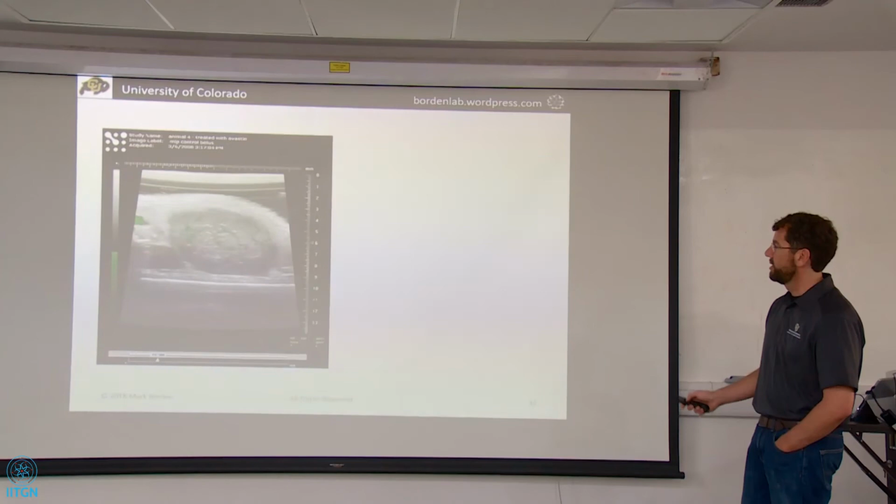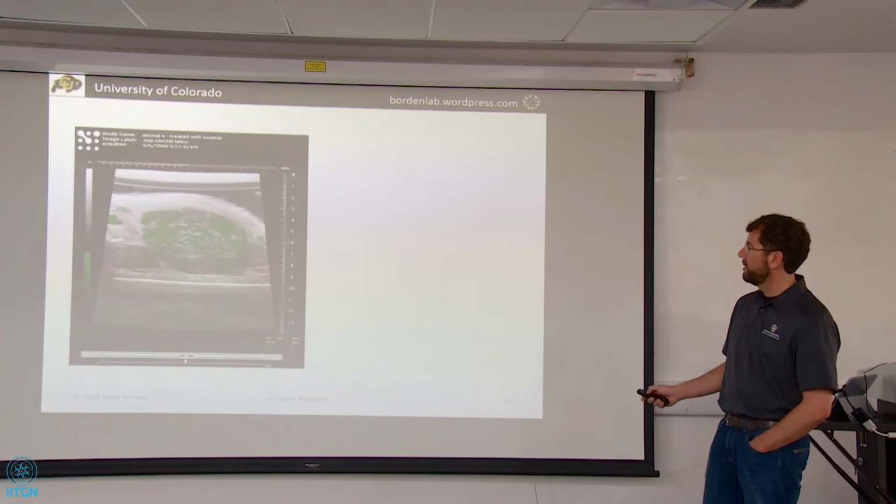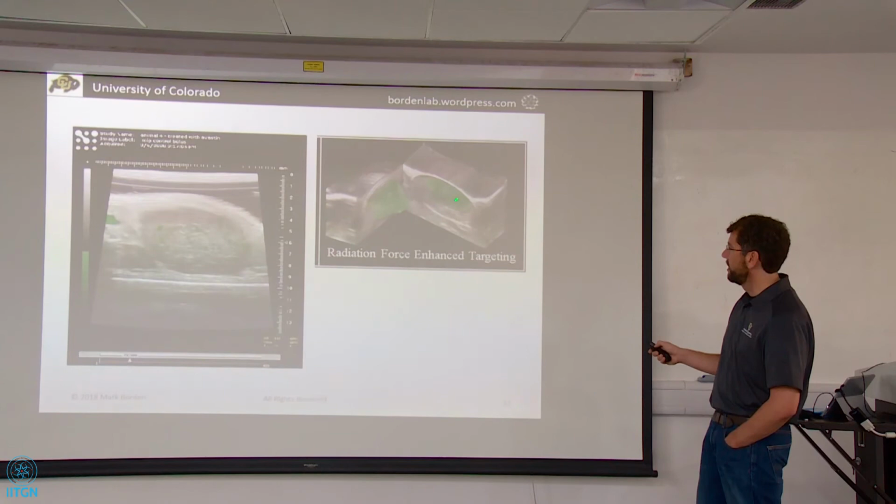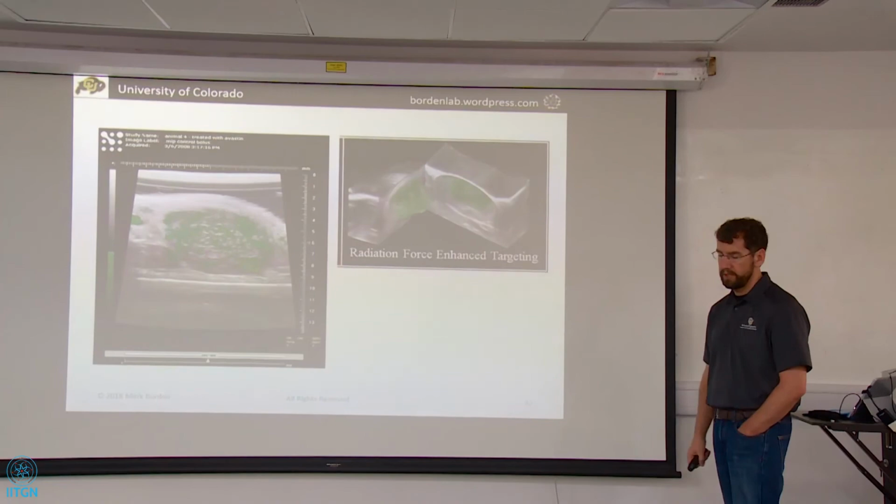This just shows the image of bubbles flowing into a tumor. It's high frequency, high resolution ultrasound imaging of a tiny little tumor in the mouse. This is the type of images that we can create already with molecular imaging. So this is a tumor, and we're looking at the angiogenesis within the tumor.